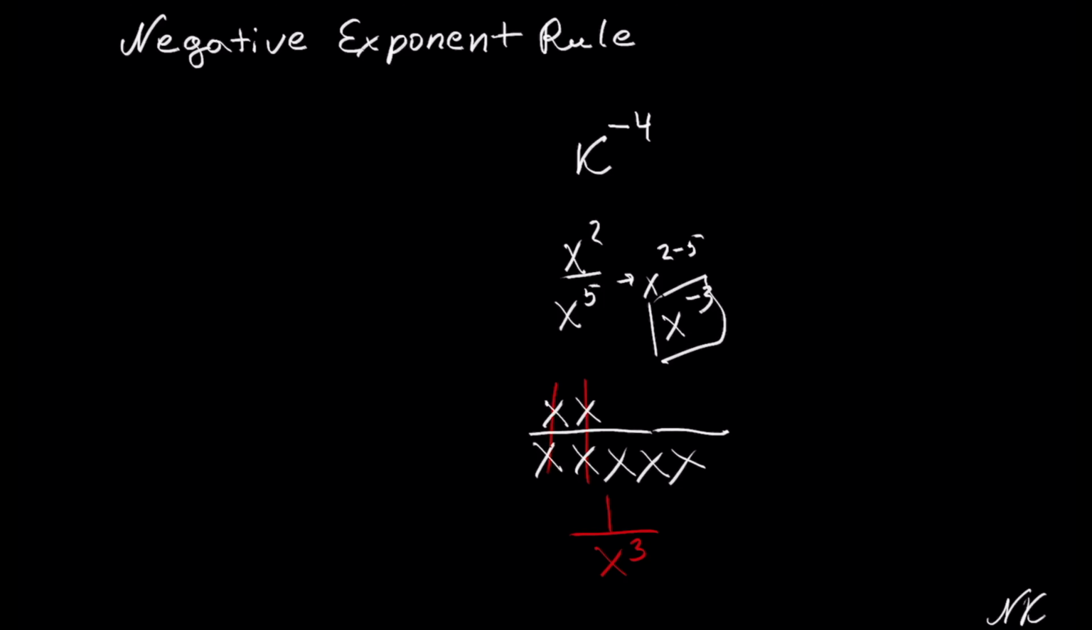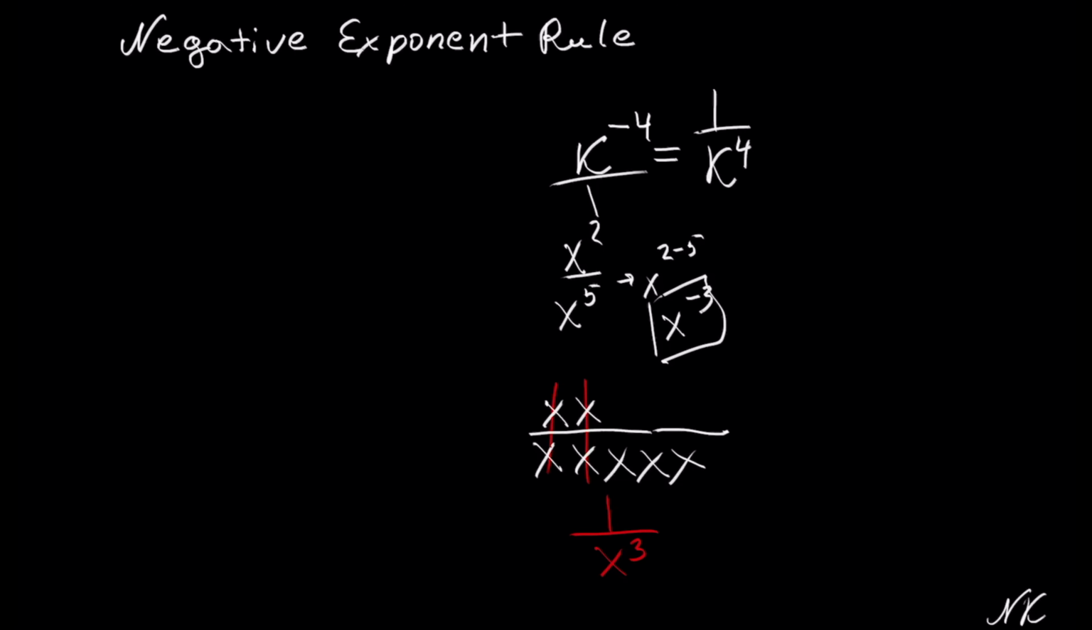So to rewrite k to the negative fourth with positive exponent, all we have to do is just send it into denominator and have 1 out of k to the fourth. And the whole number is always in numerator because you can write it out of 1 anytime you need.